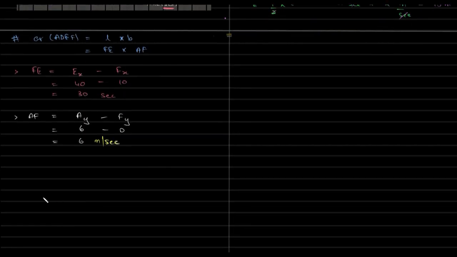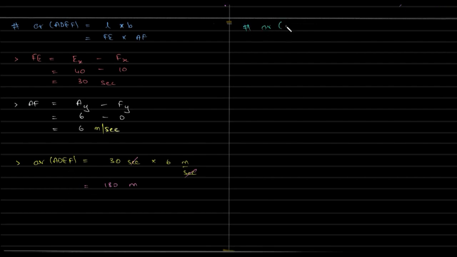And all we have to do now is, area of ADEF would be equal to 30 into 6. Let me write with the unit so that you guys get the concept. 30 seconds into 6 meter per second. And we have second and second getting cancelled. And this is 180 meters. So all we have to do now is add them up.